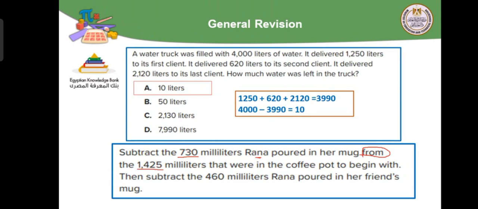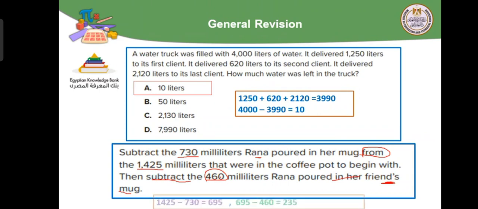I get the first difference. After I get the first difference, what did she do? Then subtract the 460 milliliters Rana poured in her friend's mug. So 460 will be subtracted from the first difference. Look at the equation here.